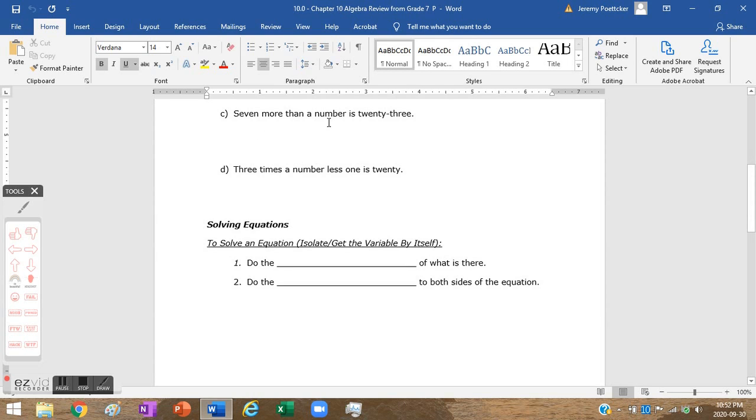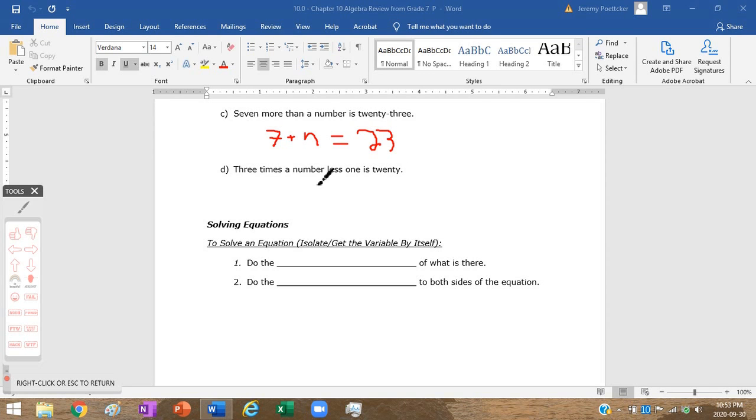7 more than a number. Ooh, more than. That sounds a little bit like we might be adding. So 7 more than a number, so 7 plus, or a number plus, 7 plus n equals 23. Okay, again, I used n as my variable. It doesn't matter.